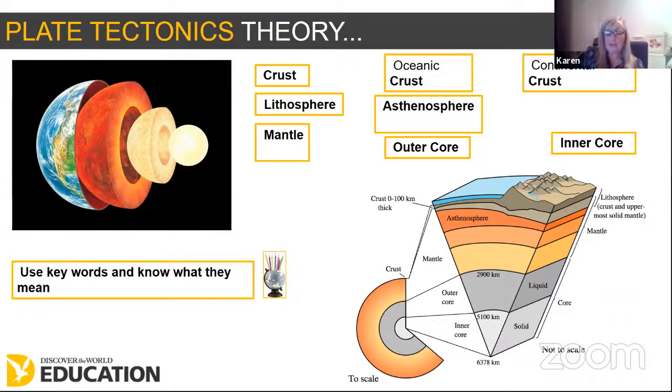Below the crust is a solid, relatively cooler portion of the upper mantle that's combined with the crust to make the lithosphere layer. Notice that we're using some key words here, lithosphere. It's important that you use these in your answers. And this layer is around 70 to 100 kilometres in depth.